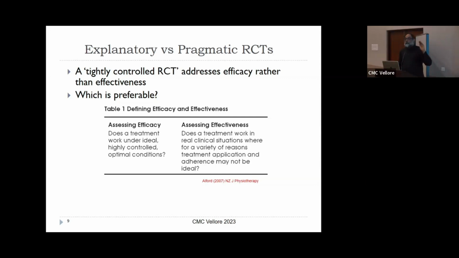Versus effectiveness: does a treatment work in real life clinical situations where, for a variety of reasons, it doesn't matter what reason there is, treatment application and adherence is not going to be ideal because we don't have the resources, or the people just don't follow things, right? And so efficacy trials have high internal validity, but don't have high external validity, while the effectiveness ones have higher external validity, but you still hope that they have internal validity, and you will get that hopefully if you do a randomization and you monitor things properly.